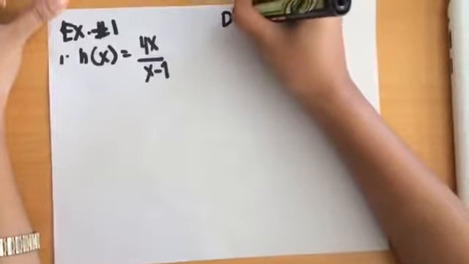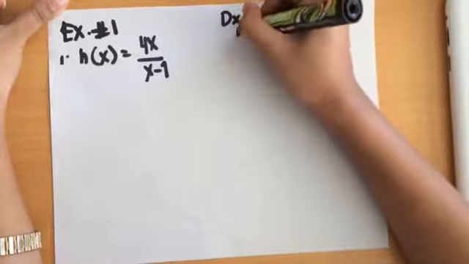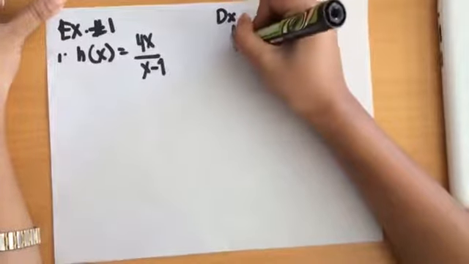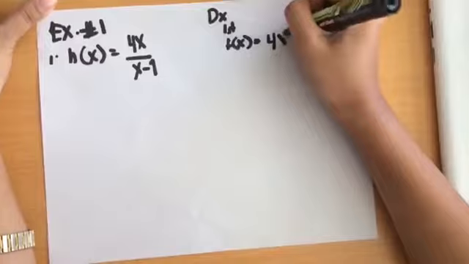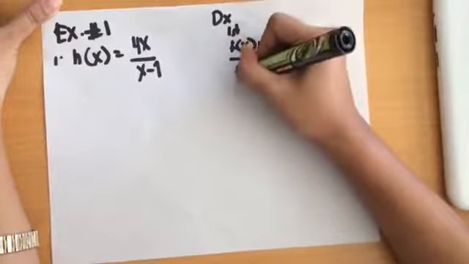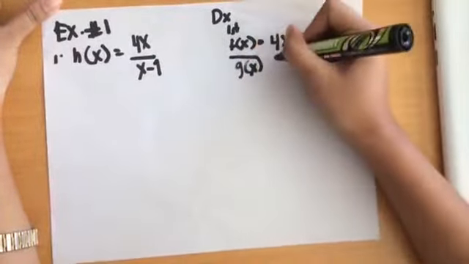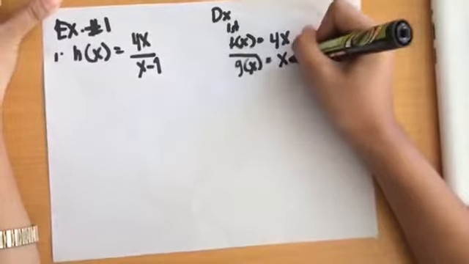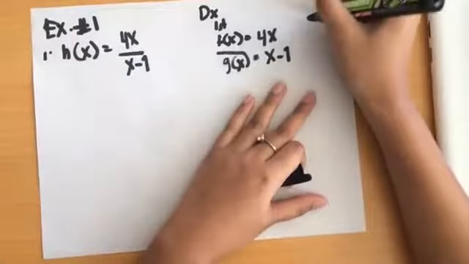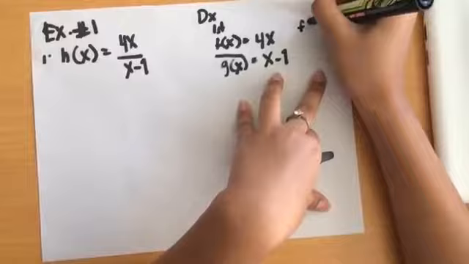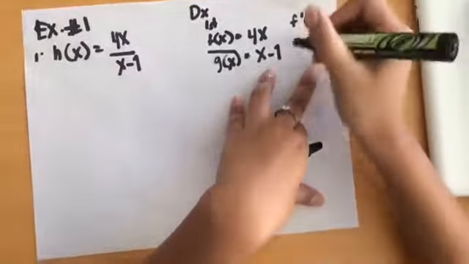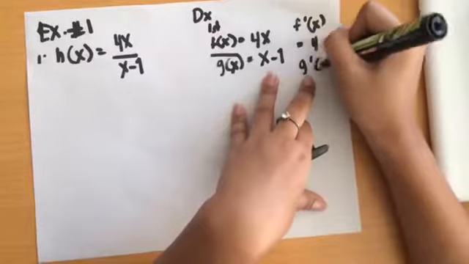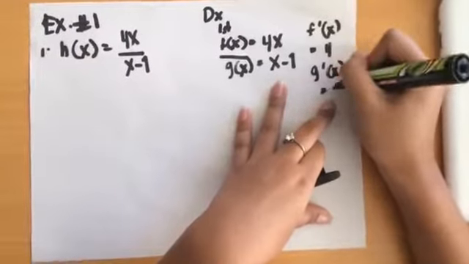Now, our first step is to get the derivatives of each term. Our first term, which is our f of x, is 4x. Our second term, which is our g of x, is equal to x minus 1. The derivative of our first term, 4x, is equal to 4. The derivative of our second term, x minus 1, is equal to 1.